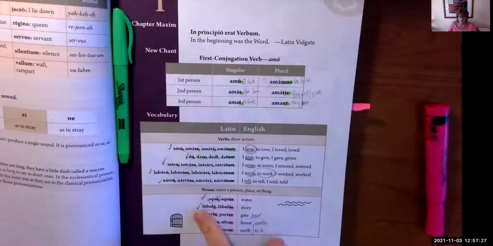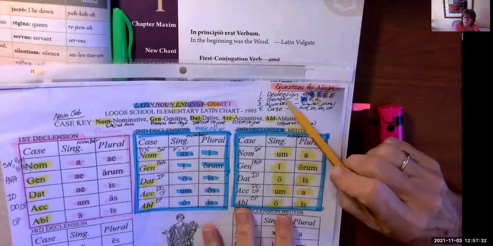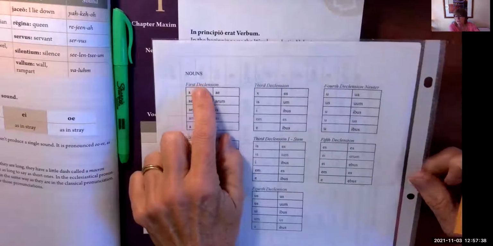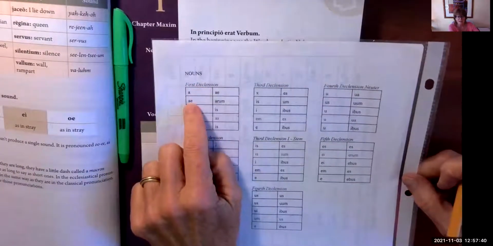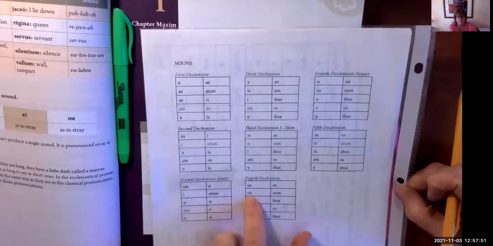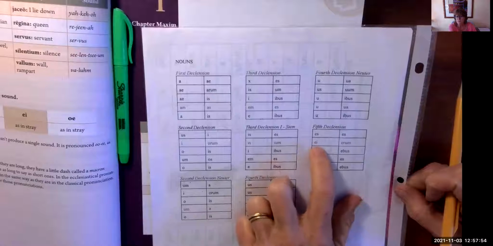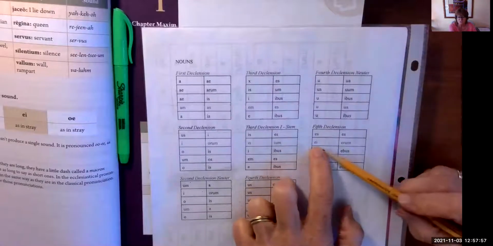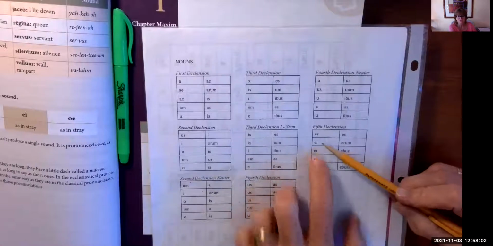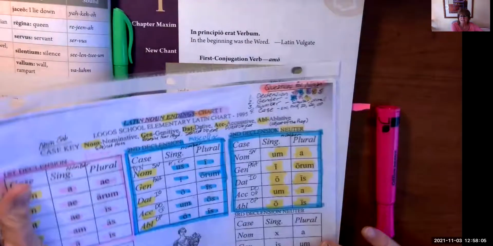And then for the noun, I train them to gather this information. Declension. What noun group are we talking about? Are we talking about the first declension that ends in AE, A and AE? Are we talking about the second one that ends in I? The third one that ends in IS? The fourth one that ends in US? Or the fifth one that ends in EI? Notice I went to the second column here. It's the genitive. Okay, so that's how you identify the declension.